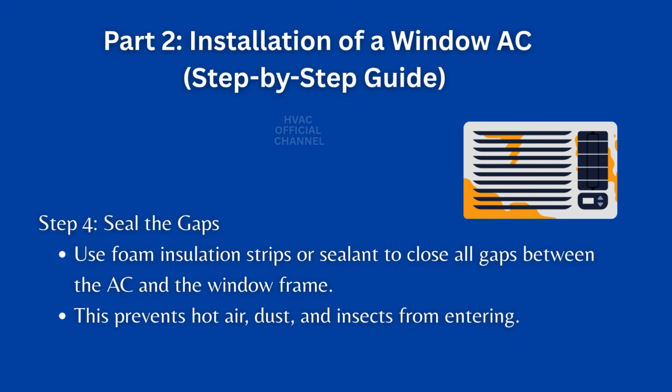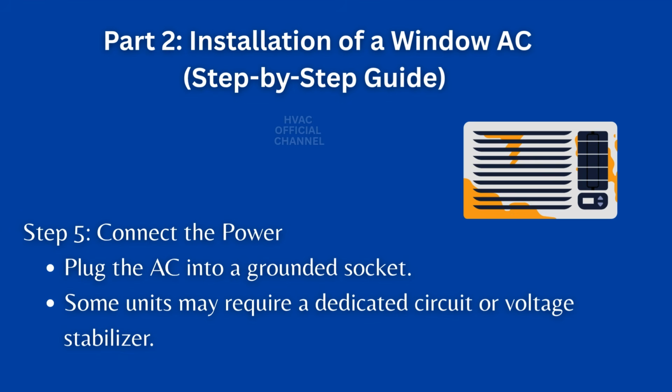Step 4. Seal the gaps. Use foam insulation strips or sealant to close all gaps between the AC and the window frame. This prevents hot air, dust, and insects from entering. Step 5. Connect the power plug. Plug the AC into a grounded socket. Some units may require a dedicated circuit or voltage stabilizer.